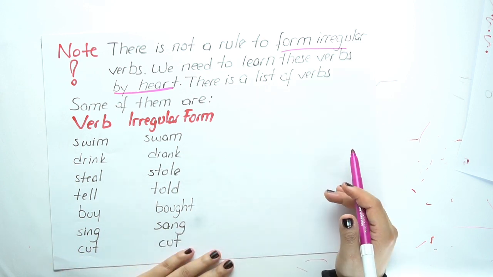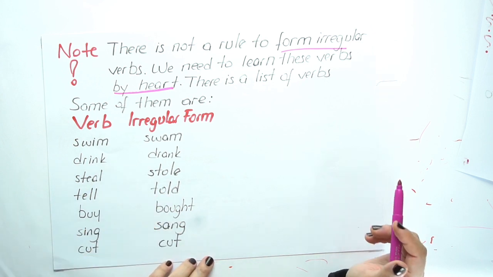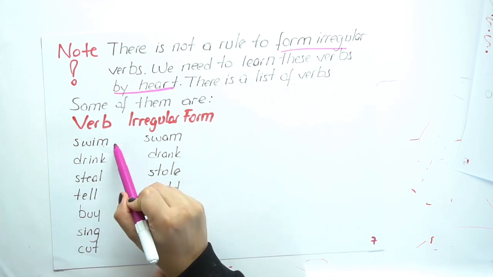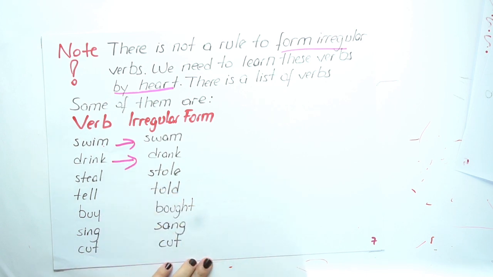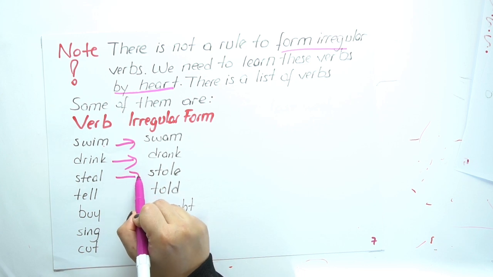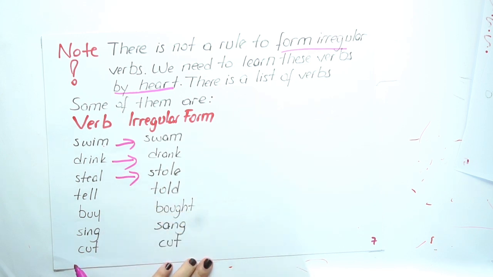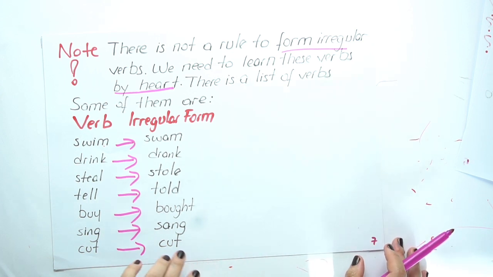There's a list of verbs, some of them here. Swim, swam. Drink, drank. Steal, stole. Tell, told. Buy, bought. Sing, sang. Cut, again the same, cut. But this is verb 1, this is verb 2.